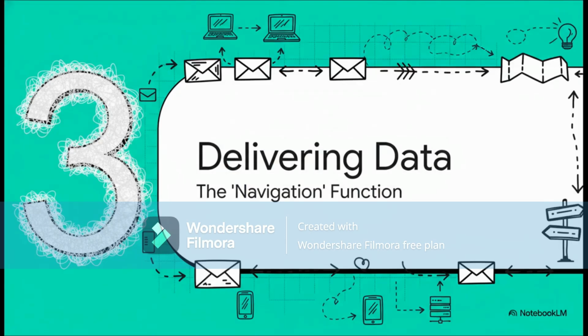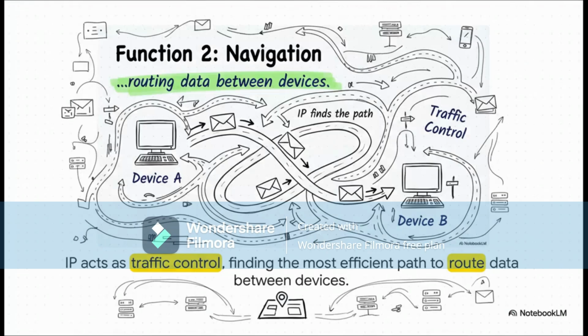Awesome. So every device has an address. But how does the digital mail actually get delivered? Well, that brings us to the second huge job of IP, navigation. You can think of IP as the ultimate traffic controller, or maybe a super smart GPS for your data. When you send something online, it gets chopped up into little pieces called packets. Think of them as small envelopes. IP then looks at the destination address on each one and finds the fastest, most efficient route through all the busy highways of the internet to get it from device A all the way to device B.